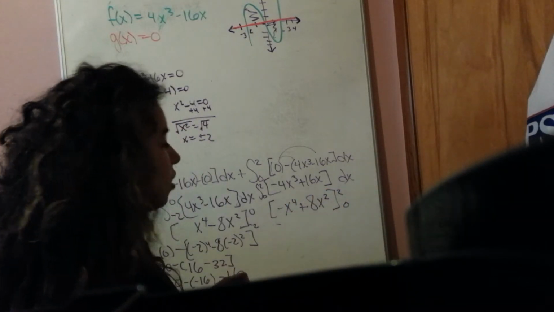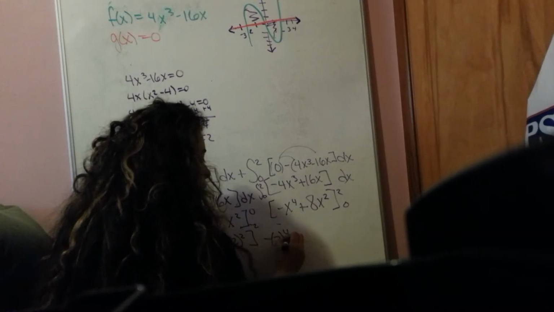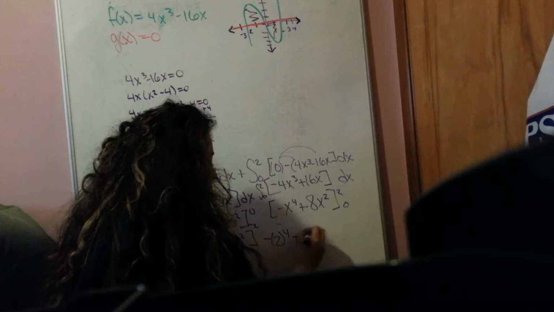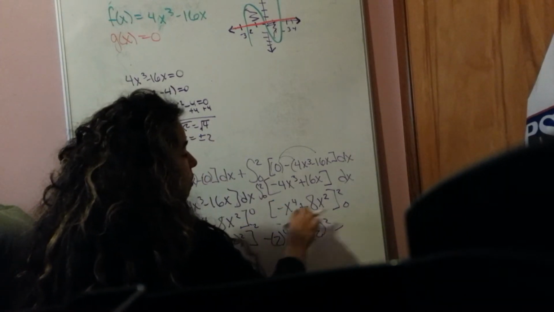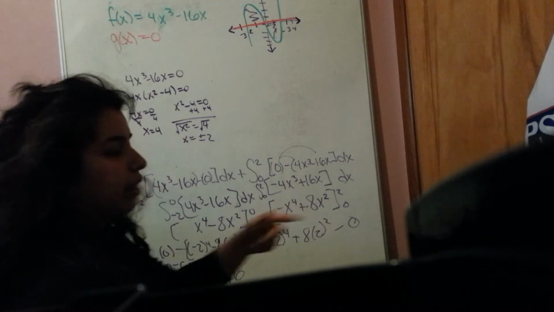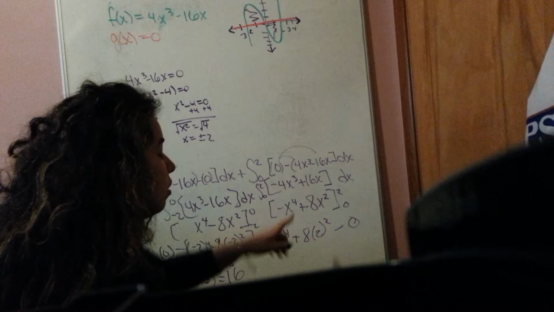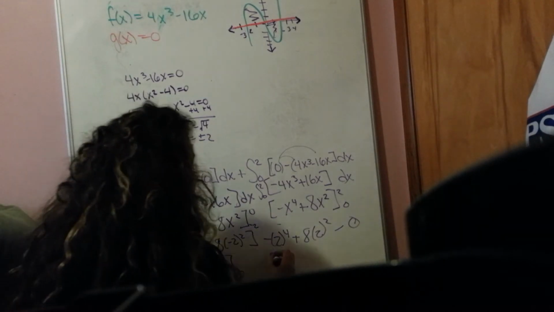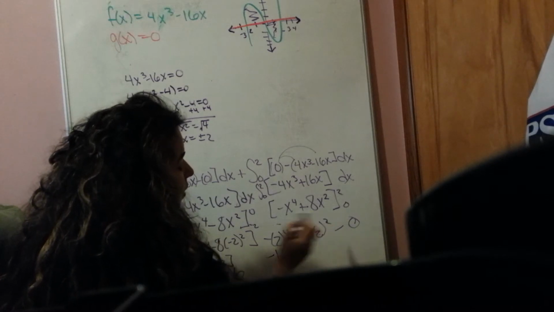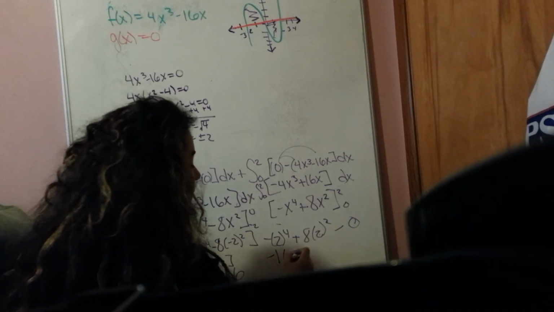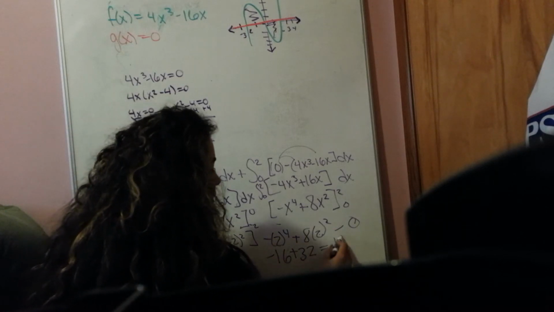Now you're going to do the same thing. You plug in 2 first, so it's negative 2 to the 4th plus 8 times 2 squared. And we know of course when we plug in the 0, it's 0, so we can skip that. Now 2 to the 4th is 16, and it's negative 16. Then 2 squared is 4, and 4 times 8 is 32. When you add negative 16 plus 32, that equals 16.